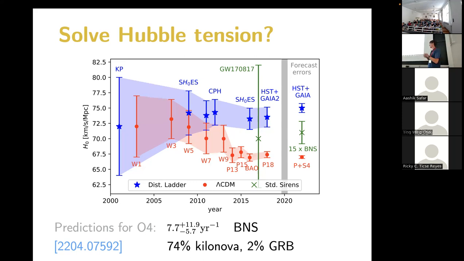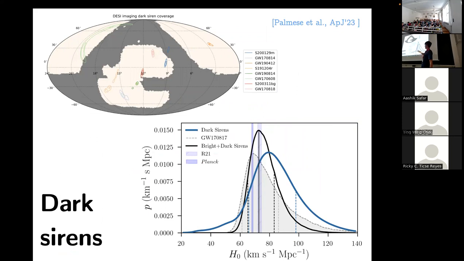But I think certainly within the next few years, we will get to something close to this number. But then the question is whether this will be useful or not. With dark sirens, there have already been many papers that have looked at the combined inference. And I think what is interesting is that when you combine the best 8 or 10 events, the best localized events in our catalogs, you can get a constraint.